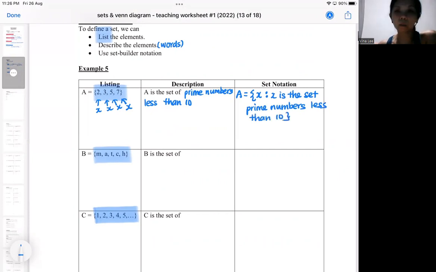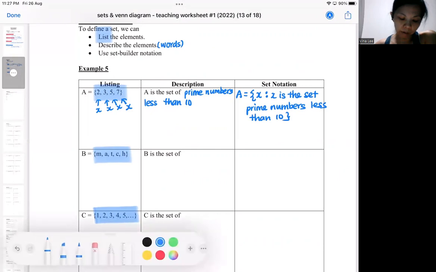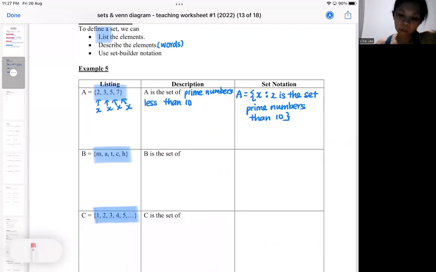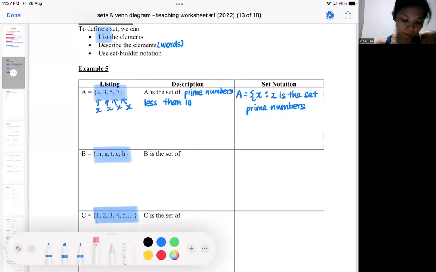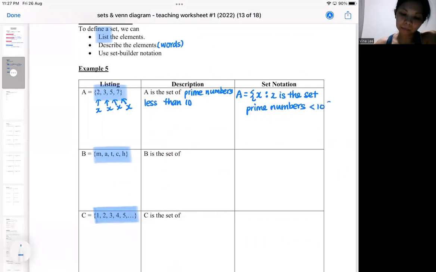Sometimes the colon part can be confusing for some of you. But we will still be using curly brackets, if you realize. Or sometimes, in the set notation, we will use a bit more symbols, something like less than 10. So in the set notation, it's okay to use symbols, but in the description, it's usually more like you do it in words, using words.